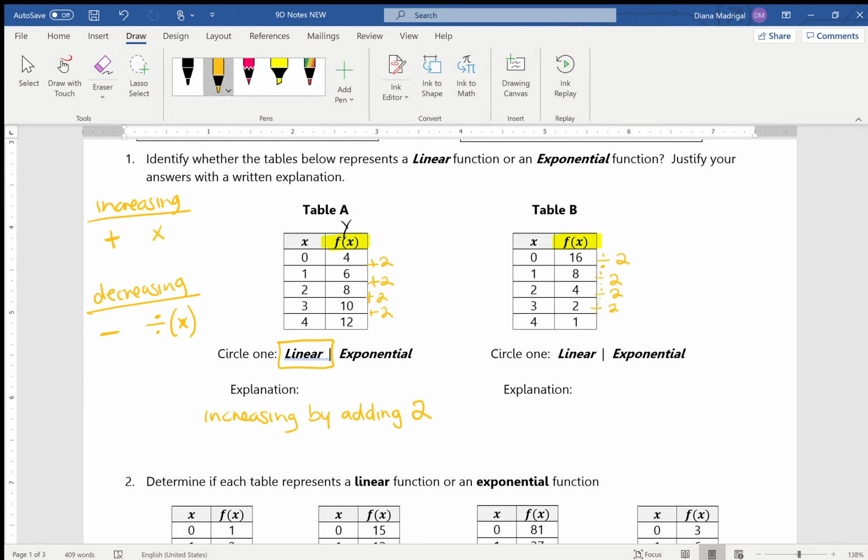So in this case, it's going to be an exponential. But remember, exponential is multiplication. You're dividing by 2, which means that we're going to multiply by 1/2. So my explanation is that it's decreasing by multiplying by 1/2.